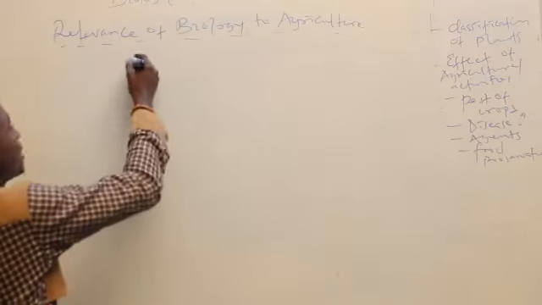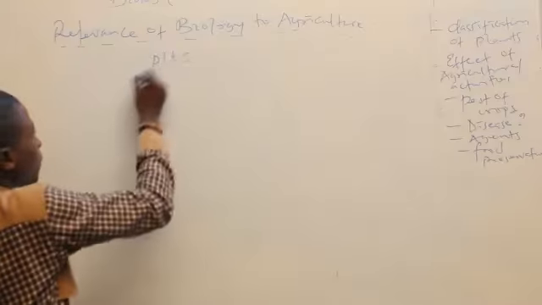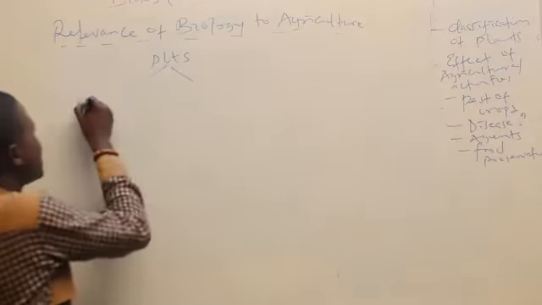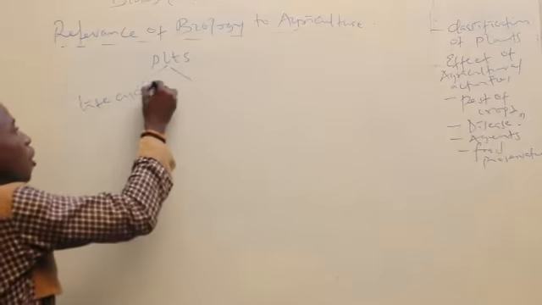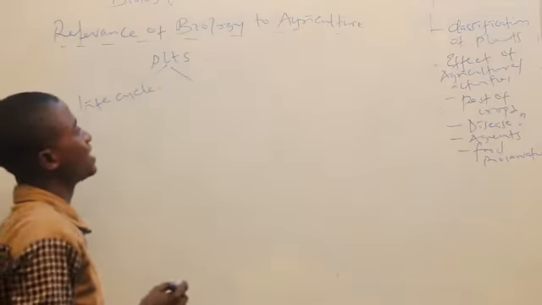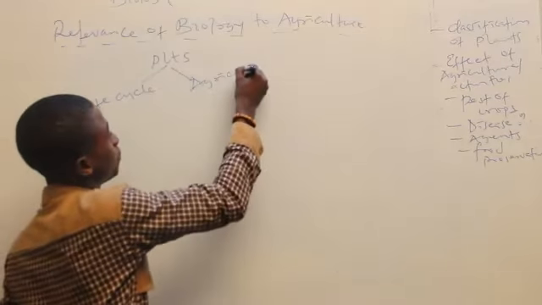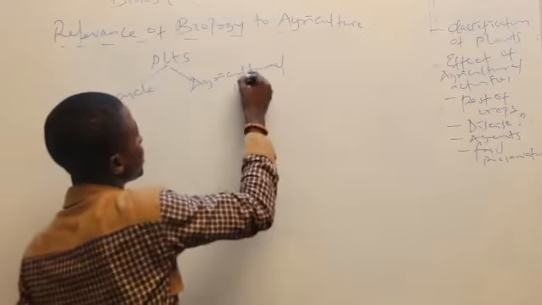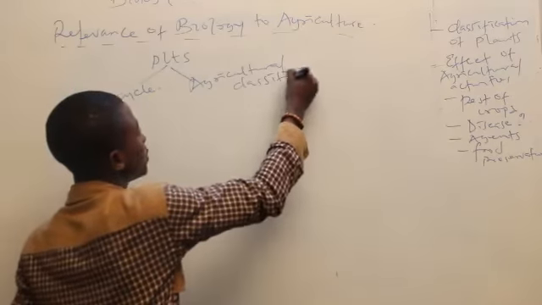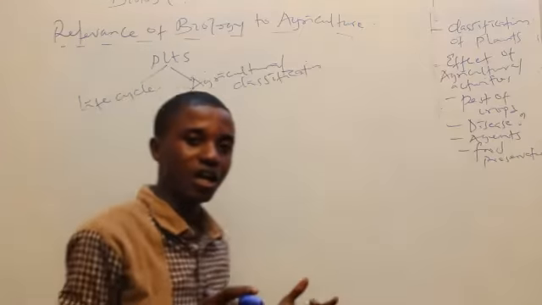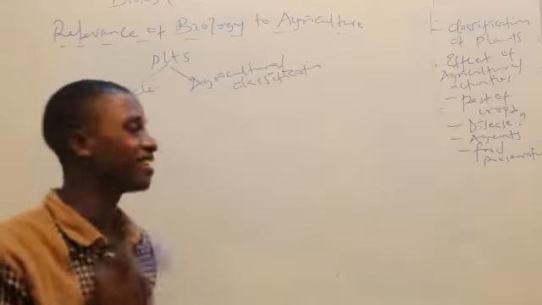So now, classification of plants. Plants are basically classified into two. One is based on their life cycle, while the other one is based on their agricultural classification. Now, what do I mean by agricultural classification? I mean based on the category they belong to and based on the nutrient that is being derived from them.